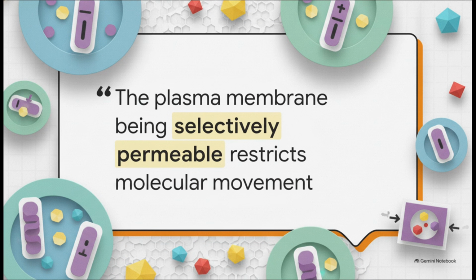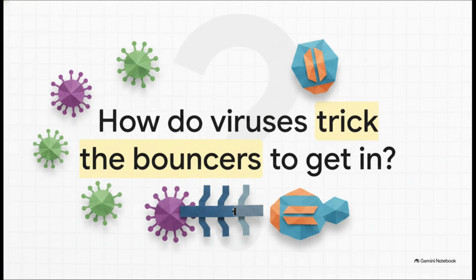Bringing it all together, the plasma membrane being selectively permeable restricts molecular movement and maintains cell composition. That selective permeability is the absolute core of cellular survival. By perfectly balancing the lipid barrier, the fluid mosaic of proteins, and that intricate dance of active and passive transport, the plasma membrane acts as the ultimate intelligent border security. It decides exactly what stays out, what comes in, and what gets kicked out. It is an incredibly elegant system, right?